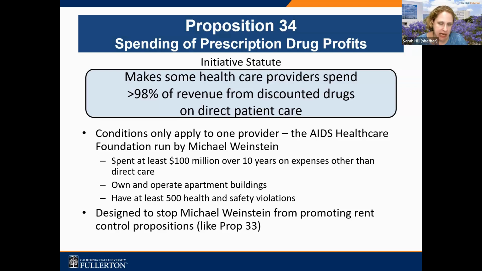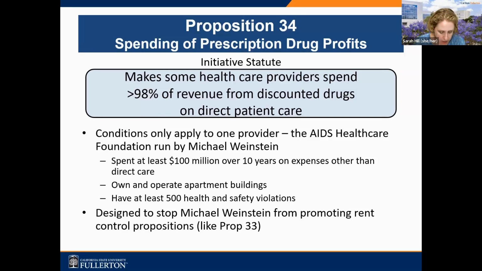So you know about him. He's the one who got Proposition 33 on the ballot, the rent control proposition we just talked about. The AIDS Healthcare Foundation. You might be like, haven't we voted on rent control before recently? Yes, we have. This is the third time in a short period of time that rent control is on the ballot, and it's because he keeps putting it on there. He keeps trying to get it on the ballot.